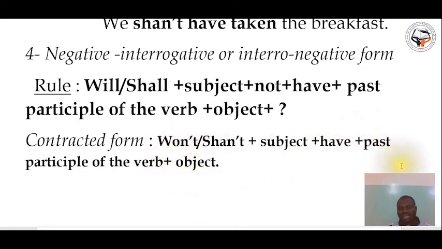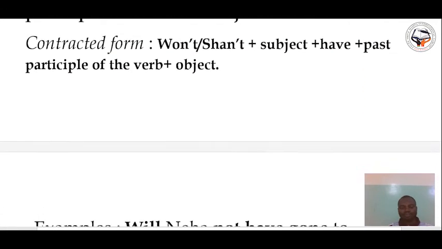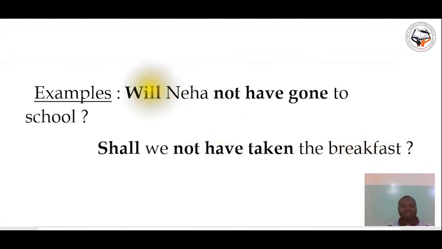Okay, so let's see the examples below. Example, will Niha not have gone to school? Will Niha not have gone to school? And the second example, shall we not have taken the breakfast? Shall we not have taken the breakfast?